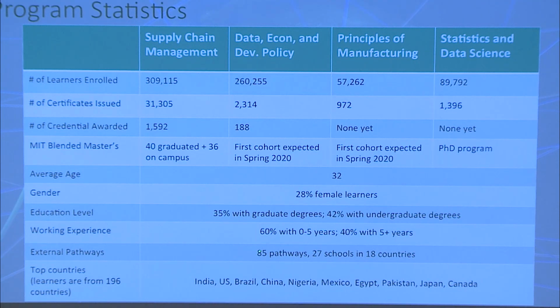When you finish a MicroMasters, you don't have to come to MIT for a degree. If you want to get a master's degree, there are now 27 universities in 18 countries with 85 different master's programs that will admit you and give you credit for a semester.